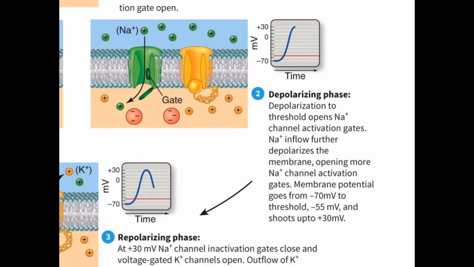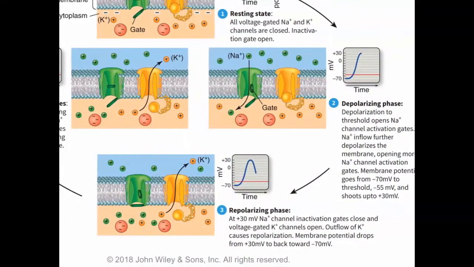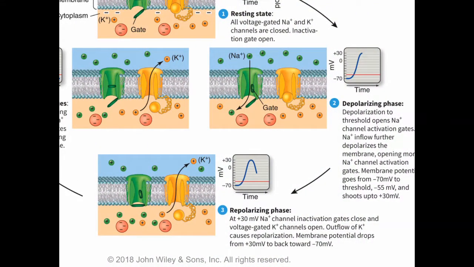Okay? So it goes from -70 to the threshold, -55, and then it shoots up to positive 30. And then you have the repolarization phase. So at positive 30, the channel inactivation gates close, so your gates become locked, and your voltage-gated potassium channels open. So you have an outflow of potassium, because remember, this time the inside becomes positive, so the potassium wants to go out.